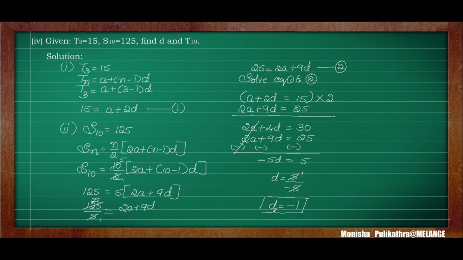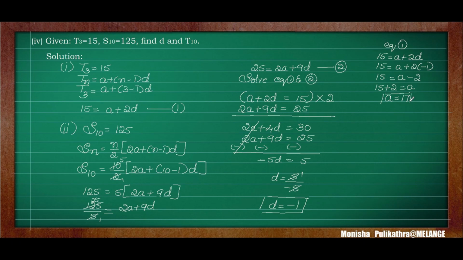Fine. So after getting the common difference, we need to solve for a, since the first term a is not given. Okay. So for that, you take either the first equation or the second equation. So here I am taking equation 1. Equation 1 is 15 is equal to a plus 2d. In that I will substitute the value of d. A plus 2 into d value, which is minus 1. So 15 is equal to a, plus into minus, minus 2 ones are 2. In the next step, I will shift this minus 2 to the left hand side. So 15 plus 2 is equal to a. So the value for first term a is 17.